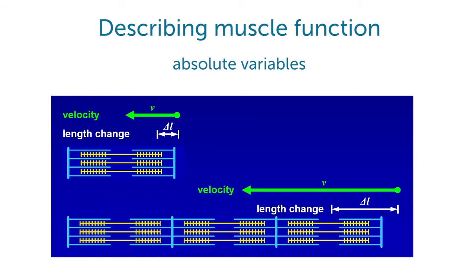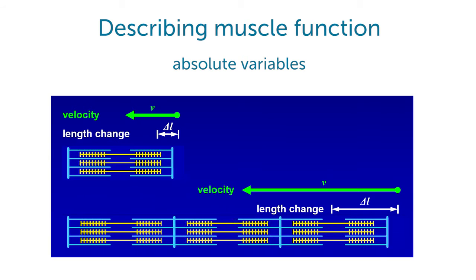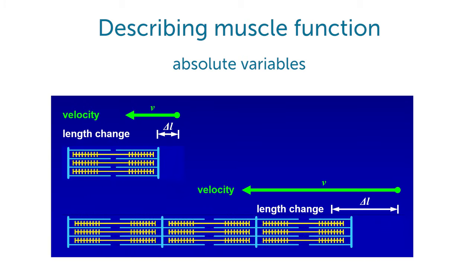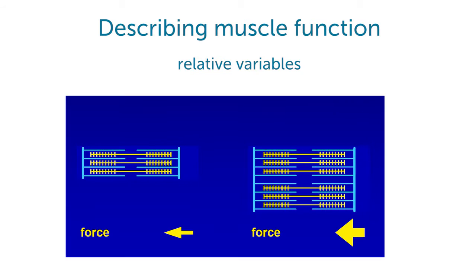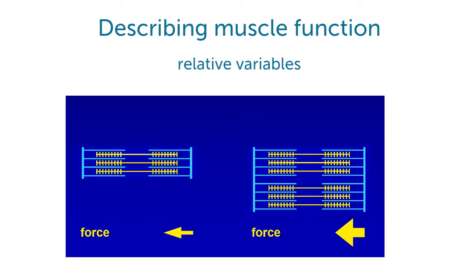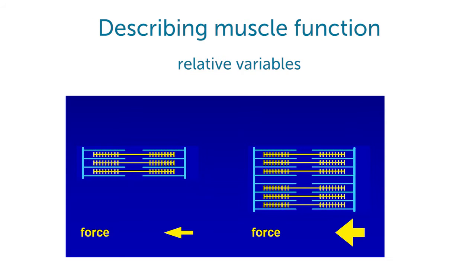Or the velocity of shortening becomes 3 times as high if we add 3 sarcomeres. So this is not so good for describing function. The same happens to the force development. If we put sarcomeres in parallel, then the force production, of course, is higher than if we have just one sarcomere. So we should do something to normalize these parameters. And let's think how we can do that.